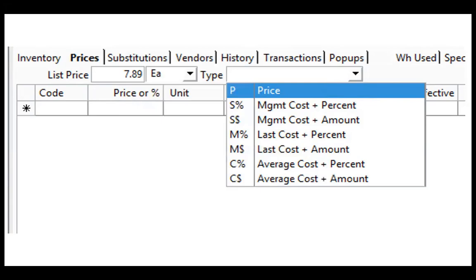So management cost is a user-defined field. It's not really based on purchasing. You just tell that product what its management cost is. And you can use this price type to take that value and either add a percentage or add a dollar amount on top of whatever's listed in the price field. You can do the same thing for the last cost related to that product in whatever warehouse is on the order, and also for average cost. This is kind of helpful if you're trying to keep your margins even across products. I would say it's most common to just use prices, P-type prices.